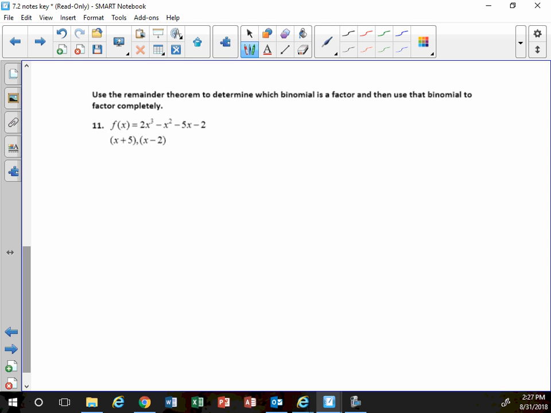Remainder theorem, figuring out which one is a factor. What do you expect to see for the remainder if it's a factor? 0. That's what it's talking about. So it's saying divide and find which one has a remainder of 0. Then you know it's a factor, and then you can keep factoring. So which one do you want to divide by first? X minus 2. Excellent choice.